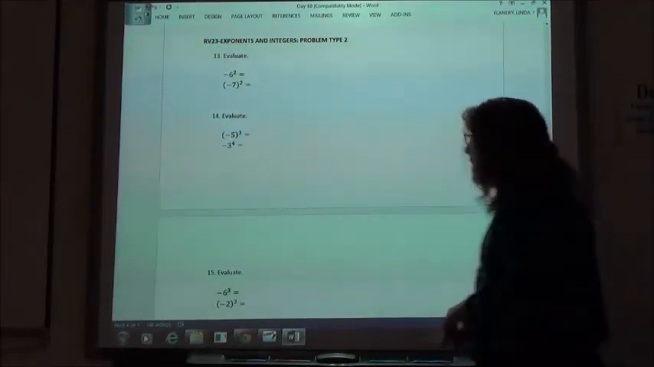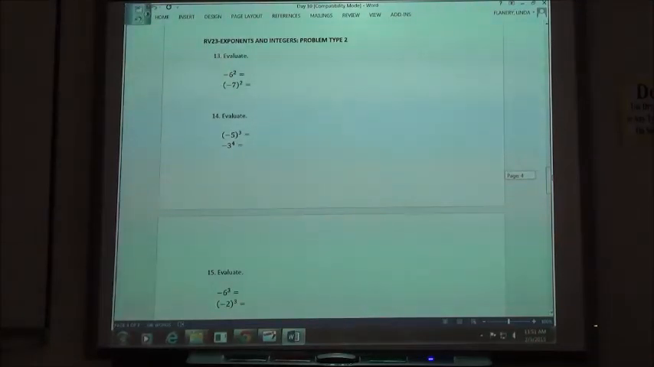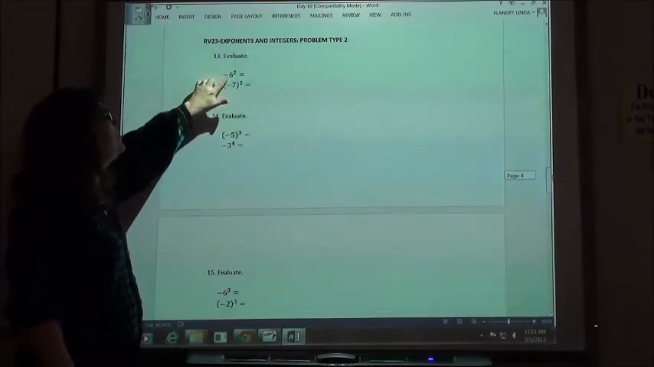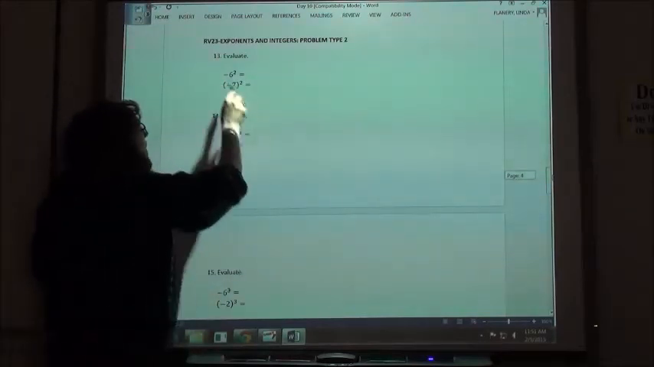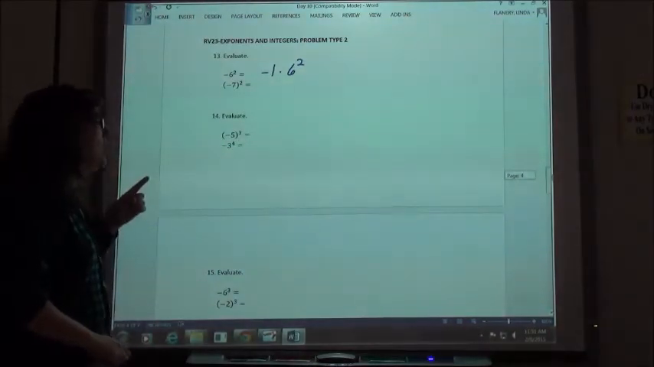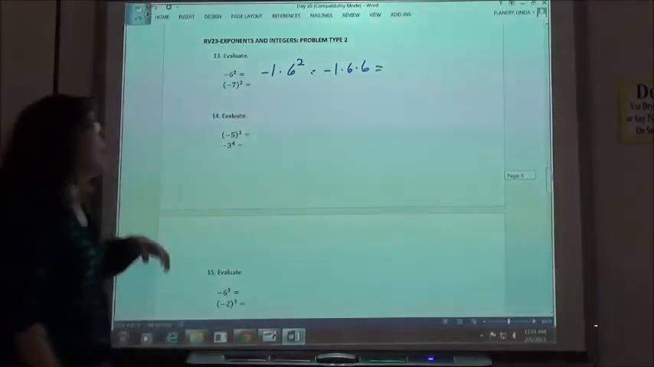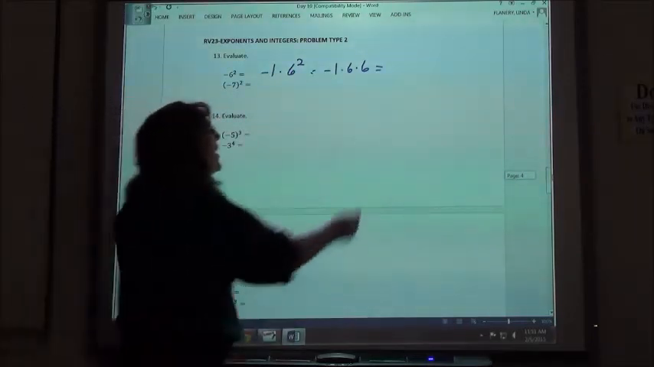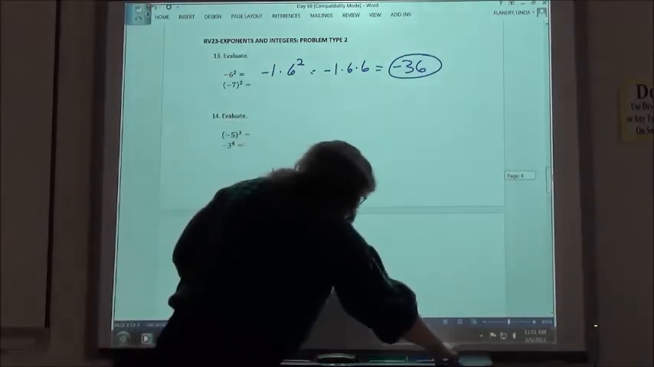Number 13, 14, evaluate. So I'm going to evaluate my expression. Now again, we talked about exponents before. When that negative is in front, that negative is not in with the squaring. What this means is negative 1 times 6 squared. So I'm going to write it as negative 1 times 6 times 6. It is not negative 6 times negative 6 because there's not parentheses. If I multiply that out, I only have one negative. I'm going to end up with a negative answer, negative 36.